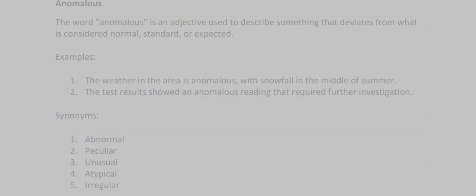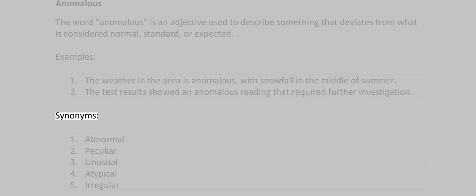Anomalous. The word anomalous is an adjective used to describe something that deviates from what is considered normal, standard, or expected. Examples: 1. The weather in the area is anomalous, with snowfall in the middle of summer. 2. The test results showed an anomalous reading that required further investigation.